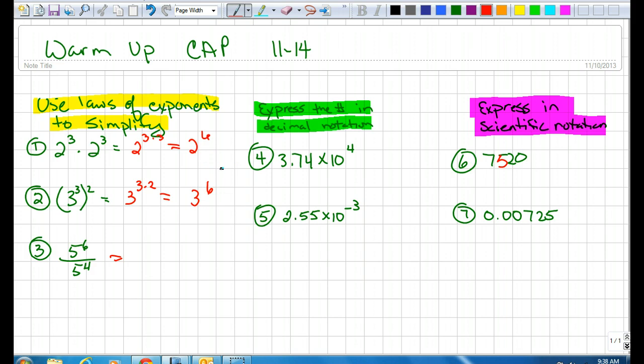All right. So now at this point, we're going to subtract the exponents when we're dividing. So it'll be 5 to the 6th minus 4. So you should have gotten 5 to the 2nd.